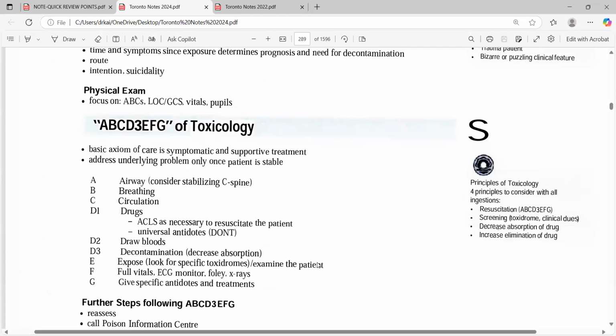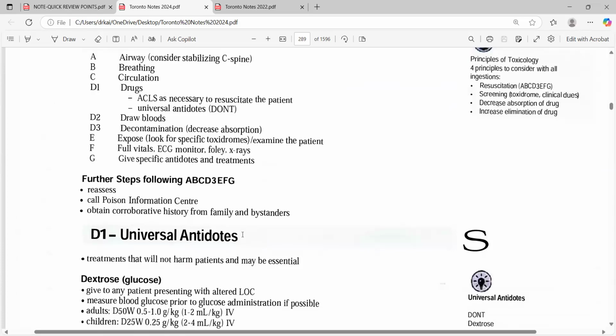But according to books, the blood one is quicker as compared to the urine one. So if you get MCQs, you need to know which one to do. Then obviously, starting with reassess. After following all of that, reassess and call the poison information center. Don't forget this one. It's important that you report it.